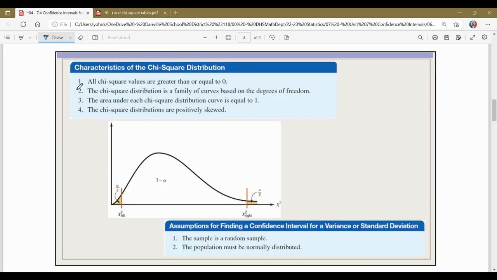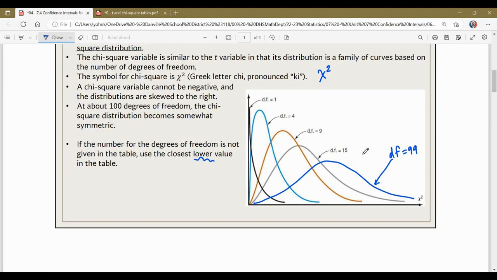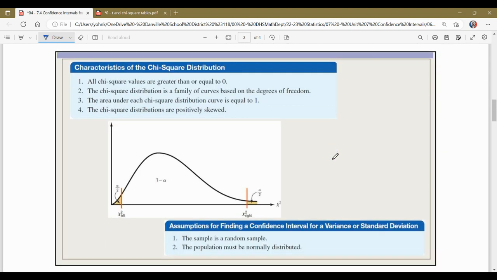Number 2, the chi-square distribution is a family of curves based on the degrees of freedom. We talked about that in the previous slide, how as your degree of freedom increases till it gets close to 100, your graph is going to become less right skewed and more symmetric. Number 3, the area under each chi-square distribution curve is equal to 1. That's true of any probability distribution, that the area underneath the curve equals 1.